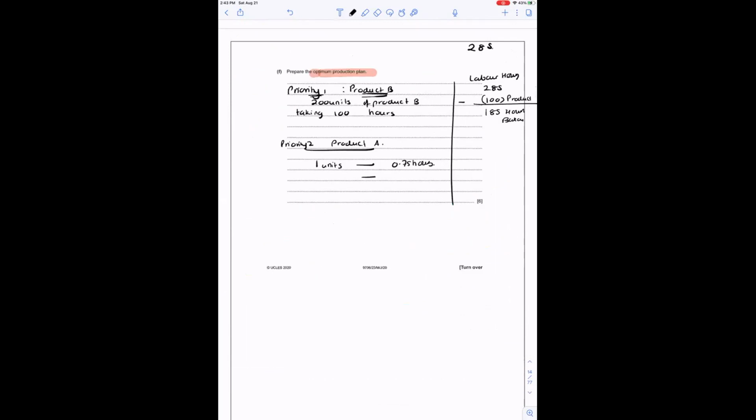So I have how many hours? 185 hours balance. How many units of product A can I produce? 185 divided by 0.75. So I can produce 246 units of product B. 246.66. So I will produce 246 units of product A. That will take 185 hours. This is my optimum product plan.